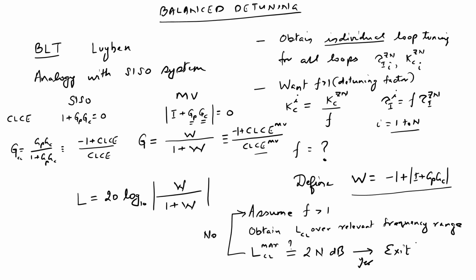Okay, so this is the balanced detuning procedure for multivariable systems. So now we know how to detune or how to tune a decentralized multivariable control system.